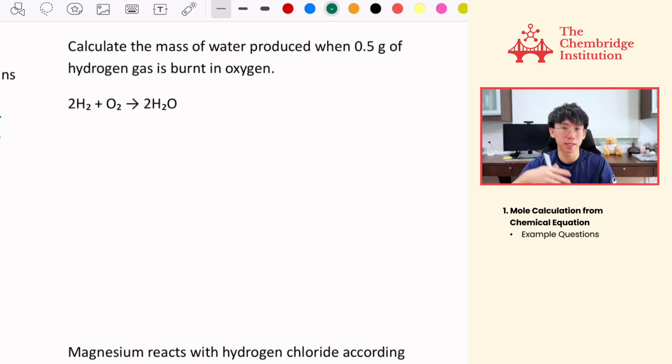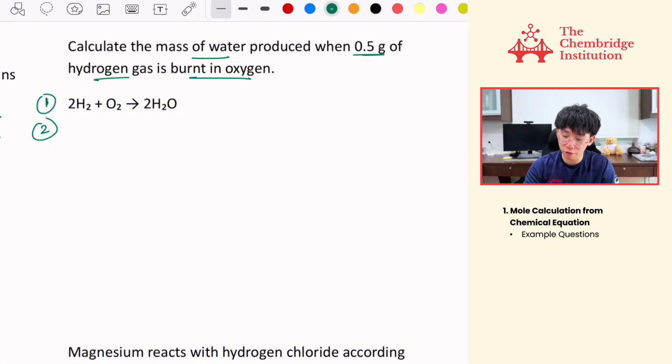So let's take a look at some examples of how we can apply this concept. Let's say we want to calculate the mass of water produced when 0.5 grams of hydrogen gas is burnt in oxygen, and they very nicely give you the equation. So again, if you ever don't have the equation, the first step is to write the balanced equation. Always write the balanced equation, and then the second step I always recommend is to write out all the details from the question.